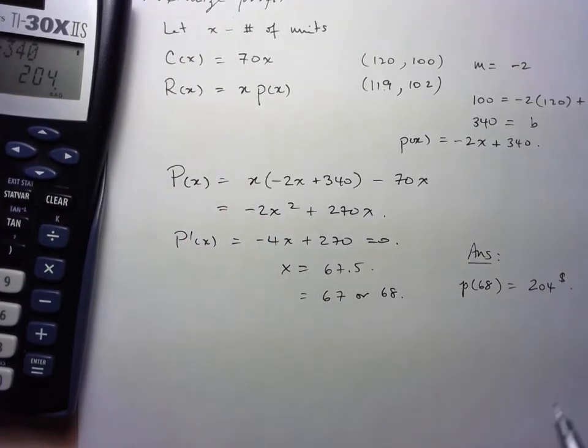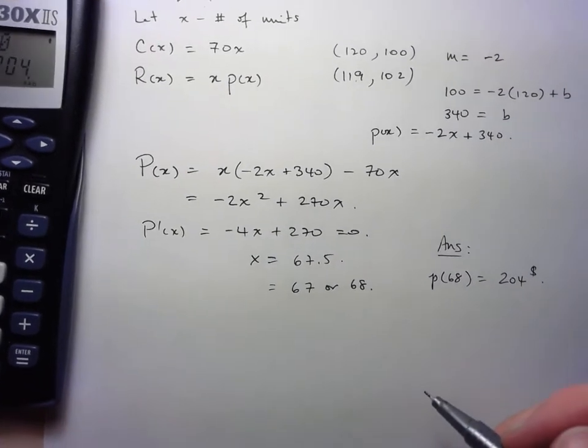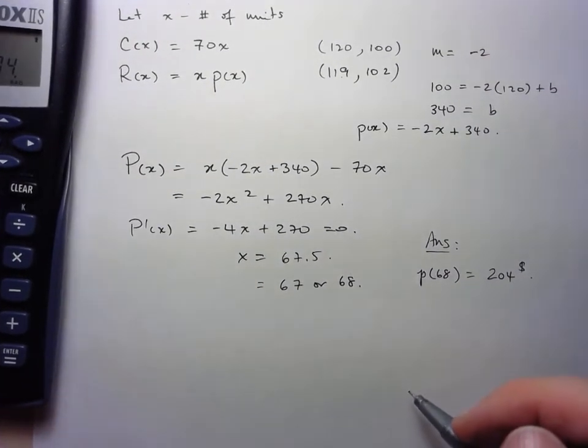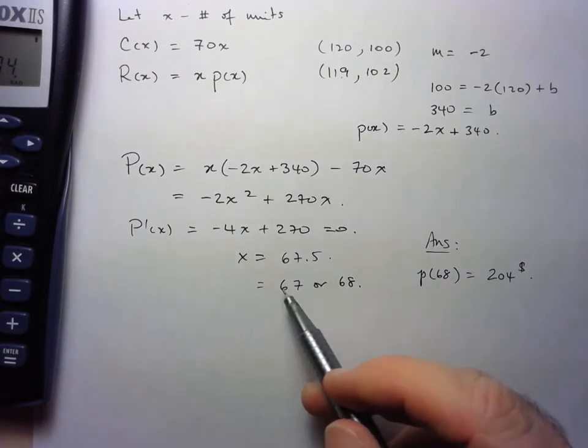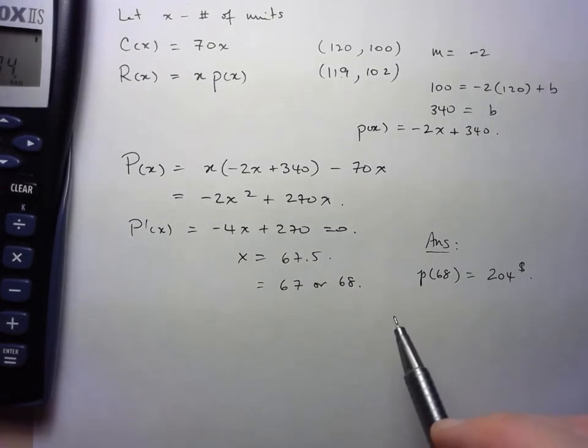Okay, and there we go. This is the price that we should charge to maximize the profit. Had you also given me the price using 67, that would have also been acceptable, though presumably you would have gotten a larger number.